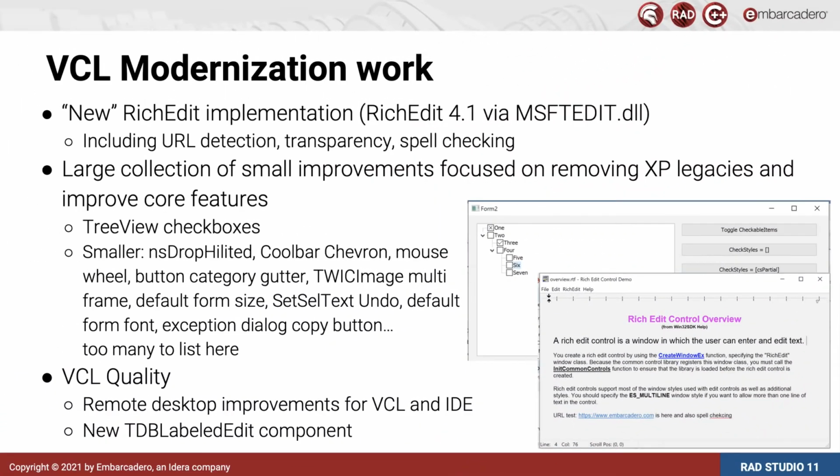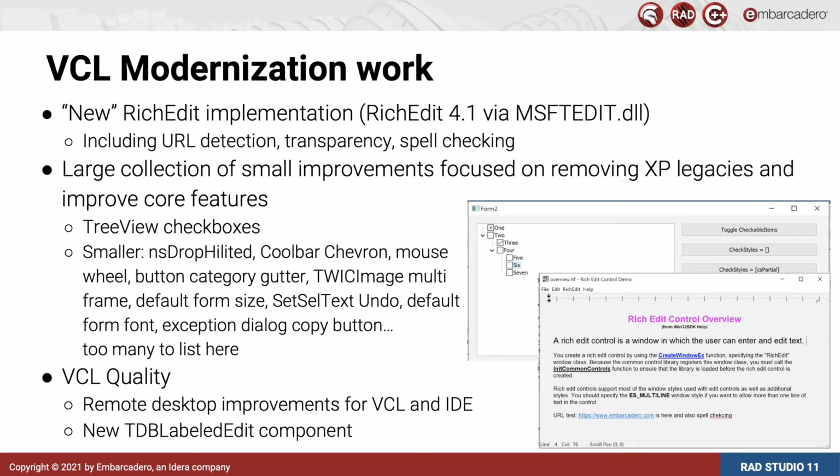The first one I want to focus on is VCL, where we have done a significant amount of modernization work. We've been looking to remove any legacy from old versions of Windows, like Windows XP, and make sure that our controls support all of the features that the platform provides, whether it is because they map to the right platform controls or leverage new Windows messages or new APIs that have become available over the last few years.